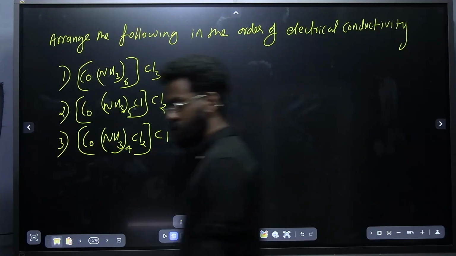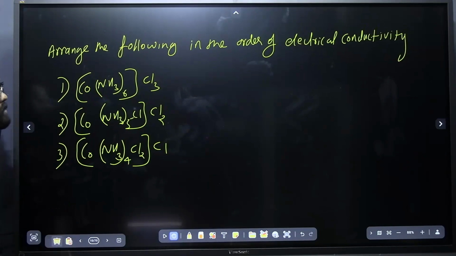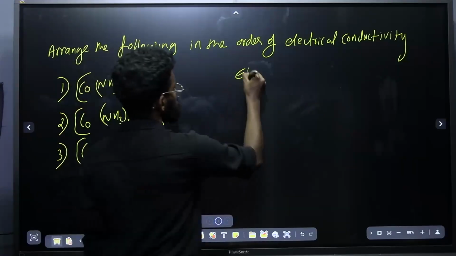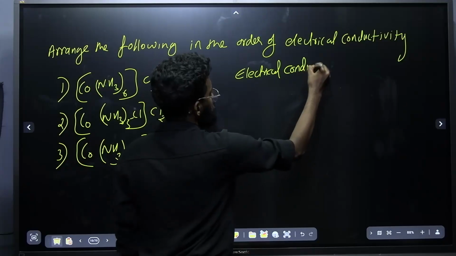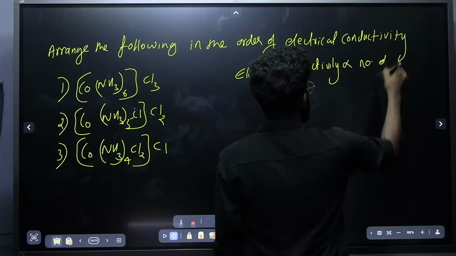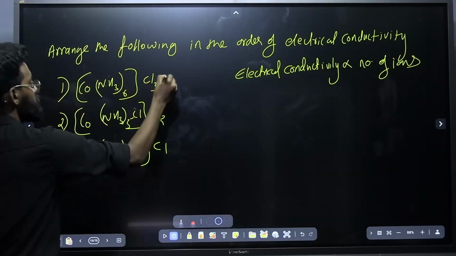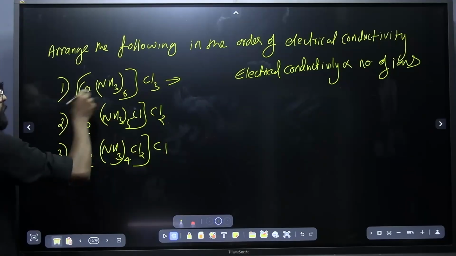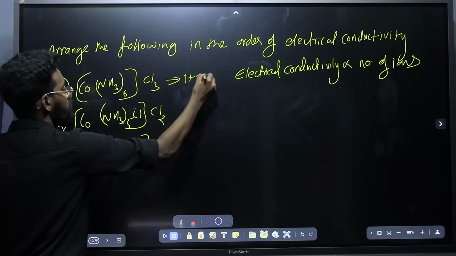Yes, 1, 2, 3. Excellent, Kiran. How can we check the electrical conductivity? Electrical conductivity is directly proportional to the number of ions present in the solution. Here you can see how many ions it will be forming. Already we have discussed, they will be splitting into 1 plus 3, that is 4 ions.